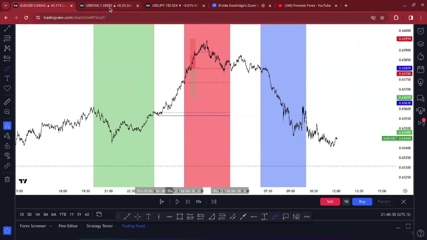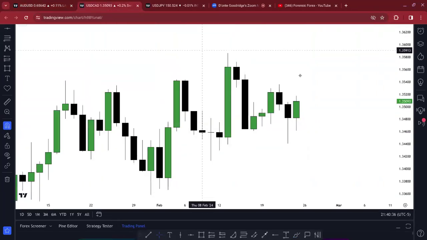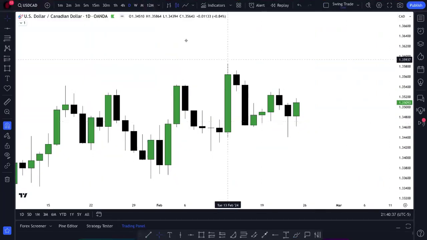So let's go into, I don't even know which one I want to look at. Let's go to swing trade. All right, so we're going to show this on the daily time frame. So the Larry Williams smash day candle is essentially a turning point that catches a lot of traders off guard.